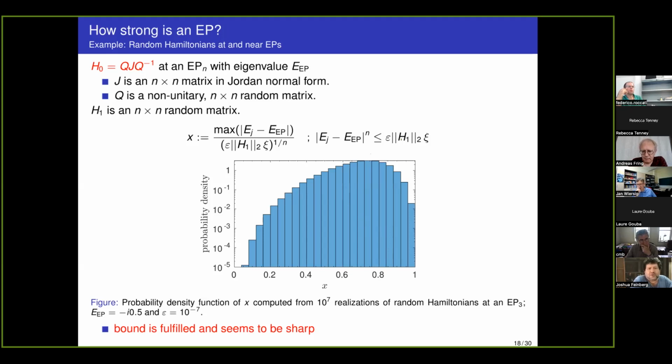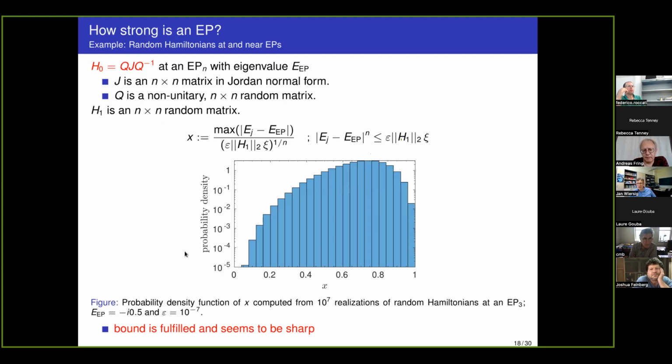Maybe a simpler question would be, what is the distribution of Q and what is the distribution of H1? You said that these are random matrices. How do you pick them? This is, of course, an important question. What I have done is the simplest thing. For each matrix element, I took just a uniform distribution between minus a half and plus a half, independent for each element.